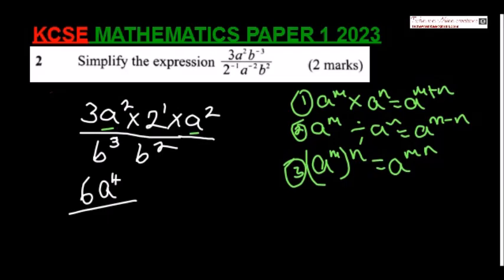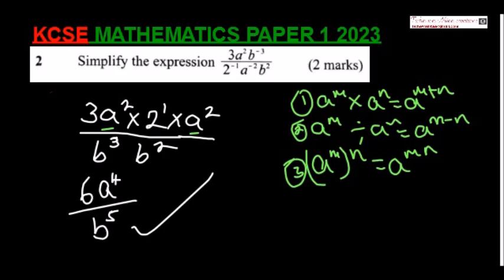The second one, we also apply the same first rule of indices, and we say this is b. We add 3 and 2, we get 5. So that is b to the power 5. We cannot simplify any further. So that will be our answer, and that is why you have been given 2 marks.